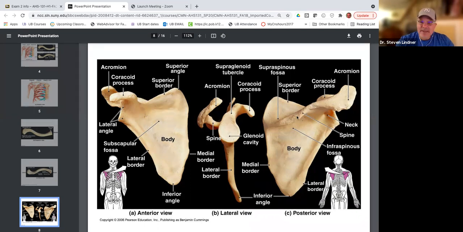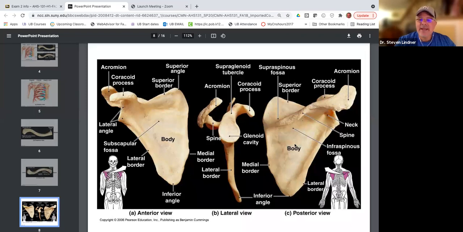It says spine. If you ever get asked this on an exam, don't just put spine. It's the spine of the scapula. Make sure you're clear, because the spine is the vertebral column. When you look at it from the ventral or anterior view, this whole surface is nice and smooth. This smooth portion is called a fossa, and it's called the subscapular fossa.